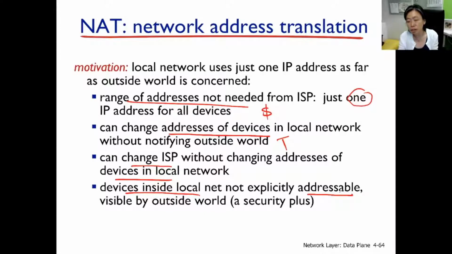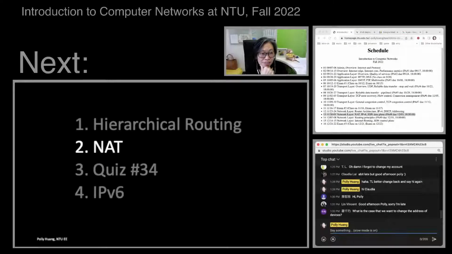By not addressable, what I meant is packets originated from outside just have no way of reaching. So they are therefore not visible from the internet, not visible from hackers in the internet. So it's a security plus, unexpectedly. All right, so that was why we need NAT: to save money, to save time, and surprisingly, it's actually more secure.